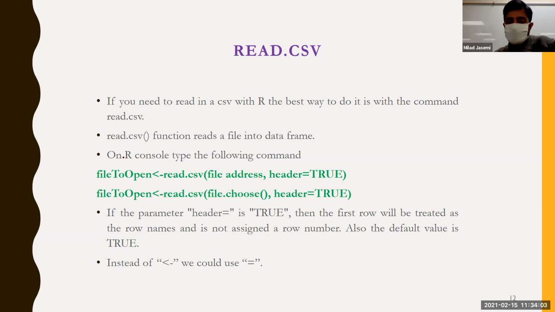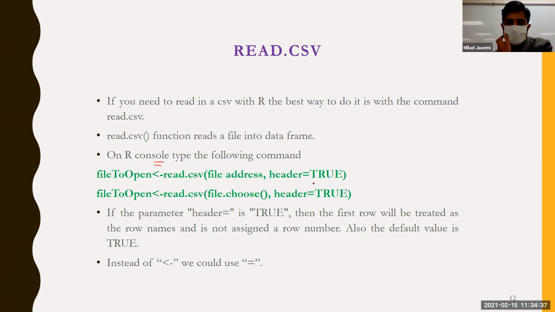Here you put the name of the file, and you put the name of the variable that you want the result to go inside, because when you read the data from a file that is on your computer, you want to save it somewhere in your R. So you define it, and you put this sign. Also, you can put equal for that: read.csv, file address, and header true.